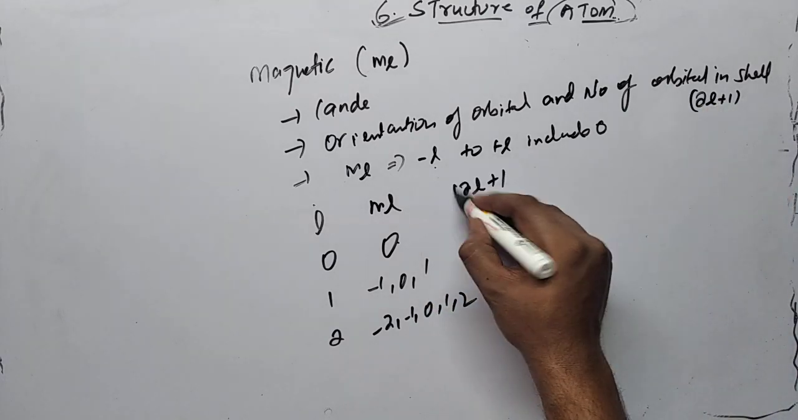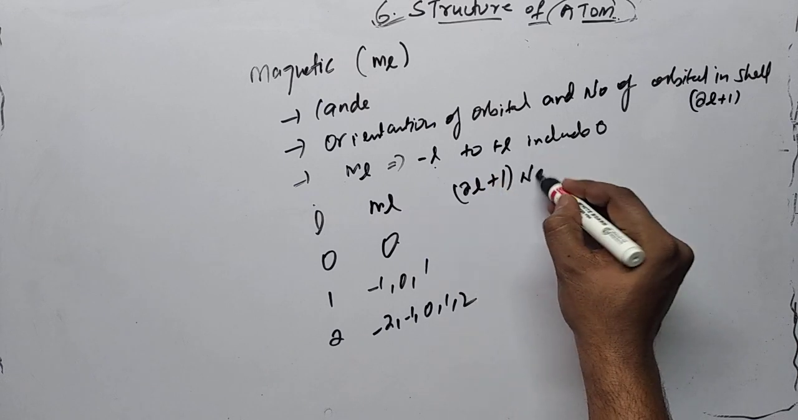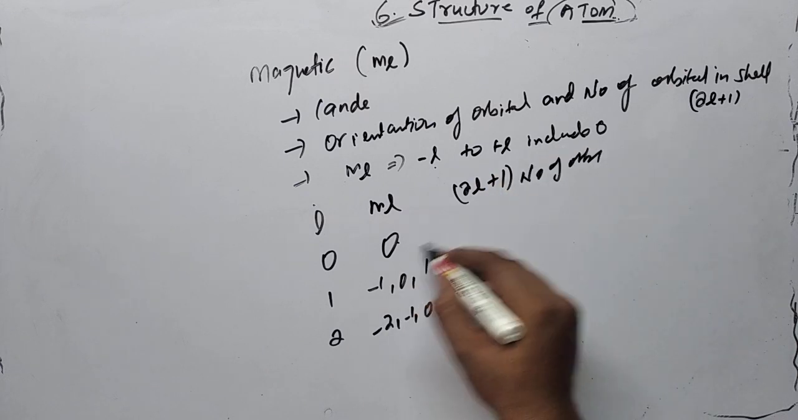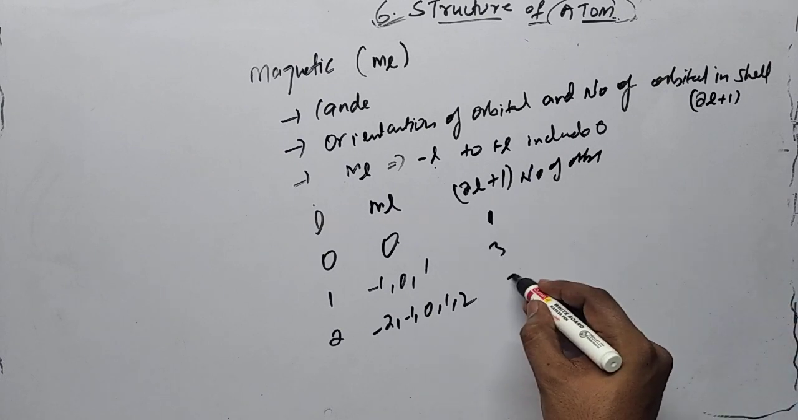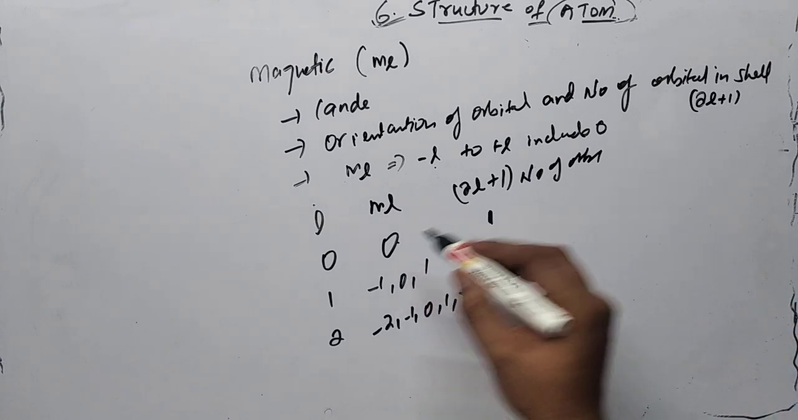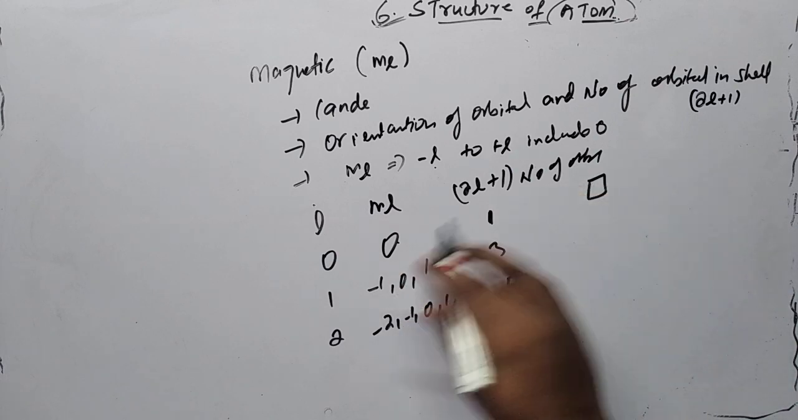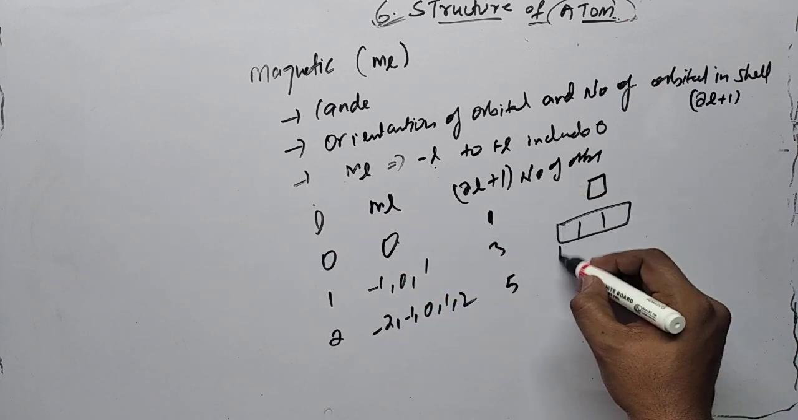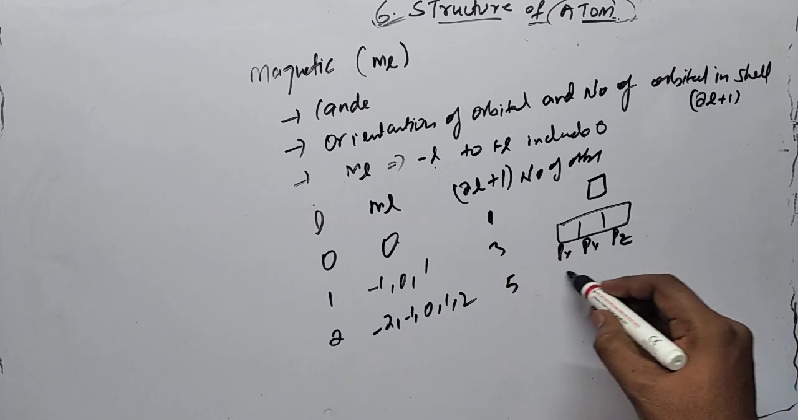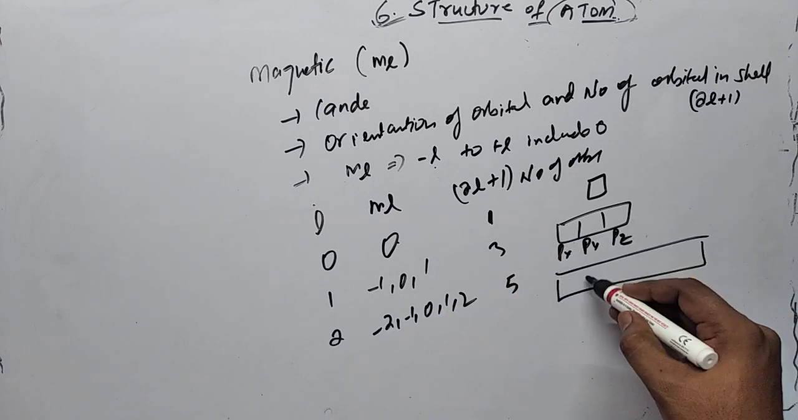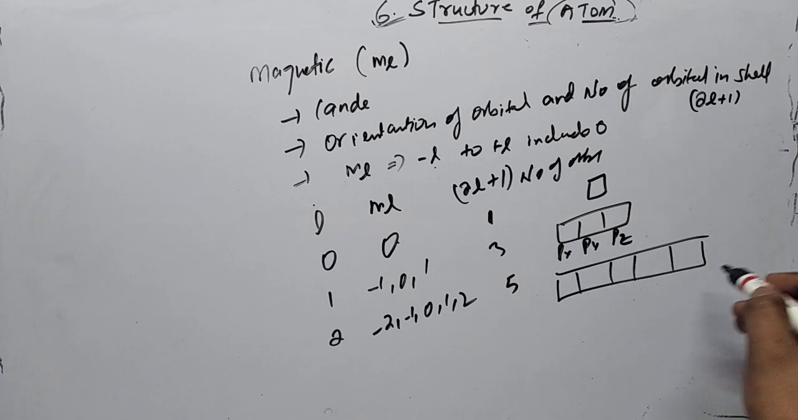So the 2l + 1 formula will give you the number of orbitals. In the s subshell we have only 1 orbital. In p we have 3 orbitals: Px, Py, Pz. In d we have 5 orbitals. Okay, similarly.